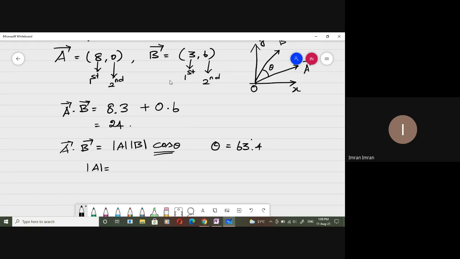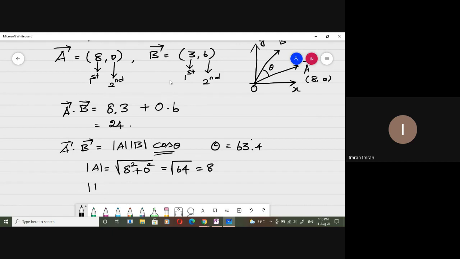Now modulus of A. Modulus of A is nothing but the distance between the point 0 and the point A. Sorry, A is nothing but 8 and 0. The first vector A is 8 and 0. So square root of 8 square plus 0 square, which is equal to square root of 64, which is equal to 8.